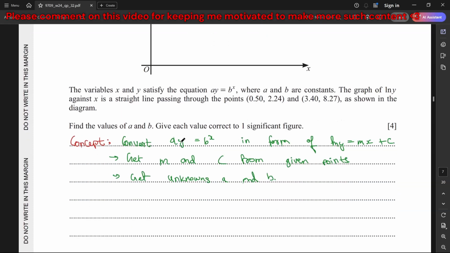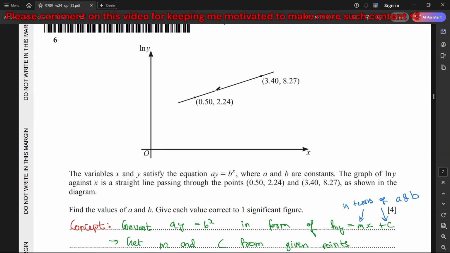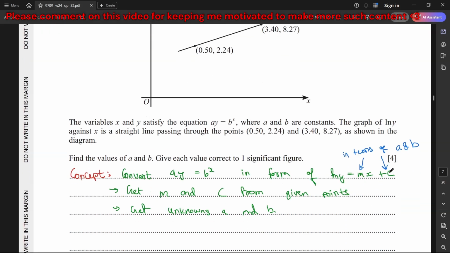So the concept that I've written over here is to convert a y equals b power x into the format of the straight line equation, that is y equals mx plus c. But in place of y, you need to get ln y. In place of x, you're going to get x. And then you're going to find these unknowns m and c in terms of a and b. Once you get the actual value of the y-intercept and the gradient of this line using the 2 points given on the line, you can directly equate it with the gradient and the y-intercept that you got in this equation. And that is how you solve this question.